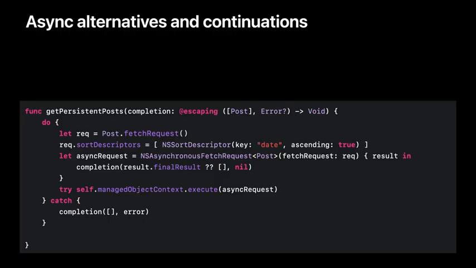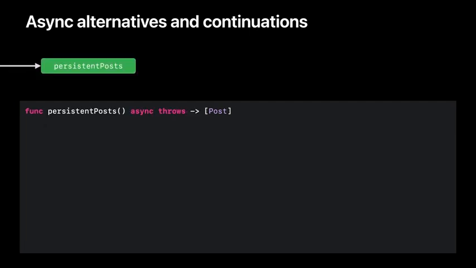In our app, we use this getPersistentPosts function to retrieve any posts we persisted to our Core Data store. This function is called in a lot more places in our app than the async thumbnail function was, so it would be a really big change to just use async everywhere. And since we're using NSAsynchronousFetchRequest, it seems like this function is a perfect candidate for an async alternative. First, we make an async function and convert the return value. Since this function can yield an error, we mark this function throws as well.